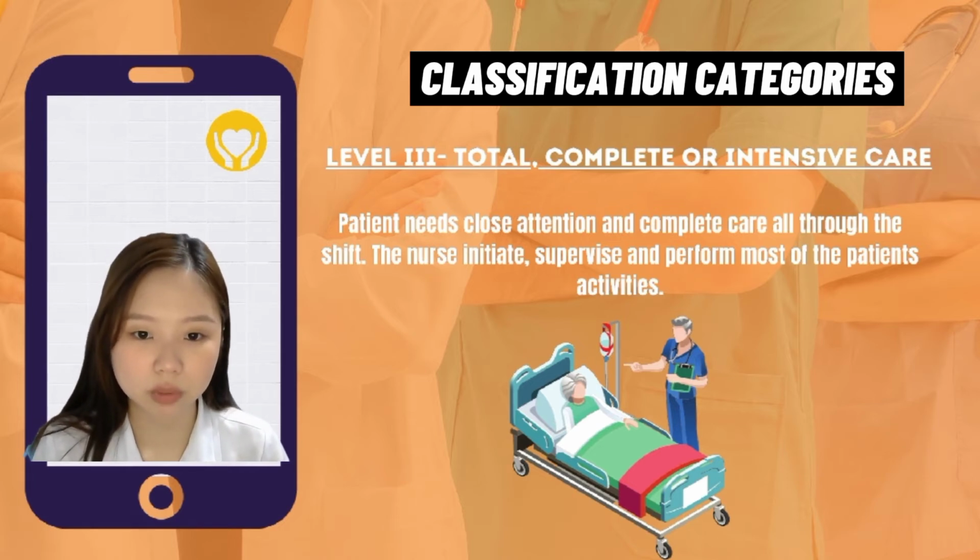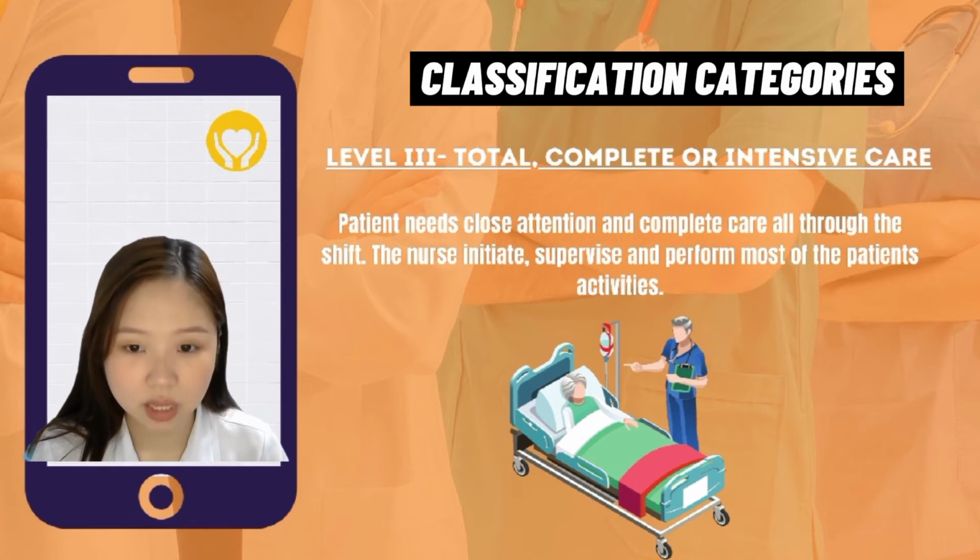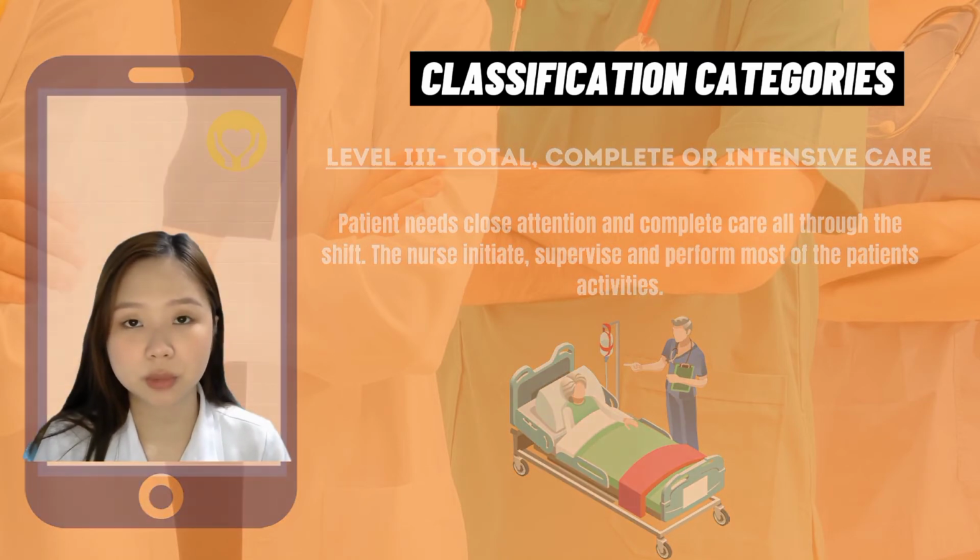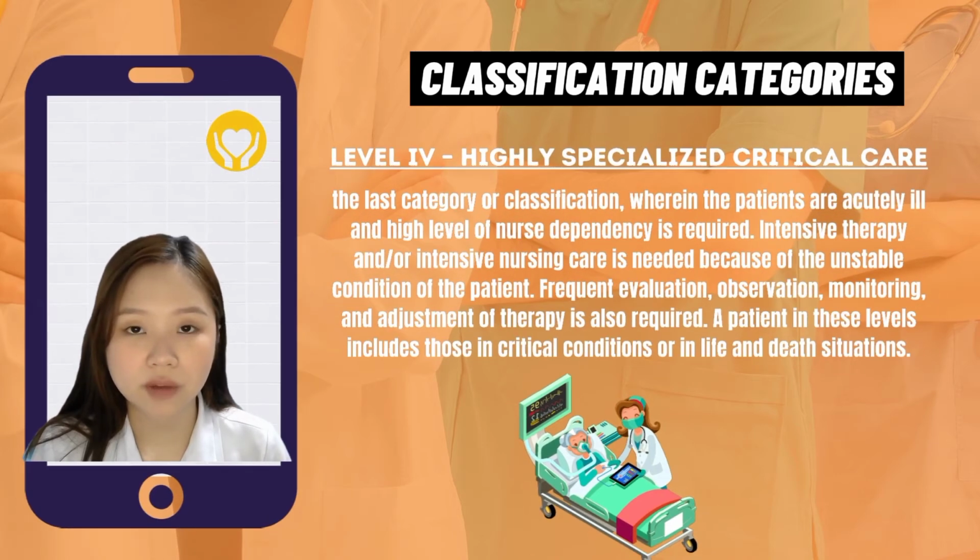The nursing care hours per patient per day is 6, with the professional to non-professional ratio of 65/35.